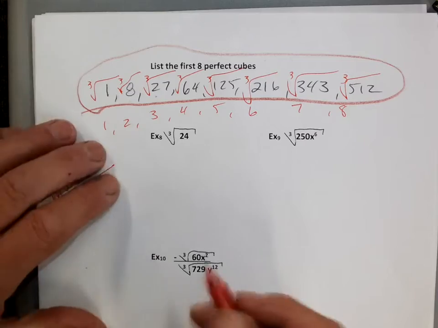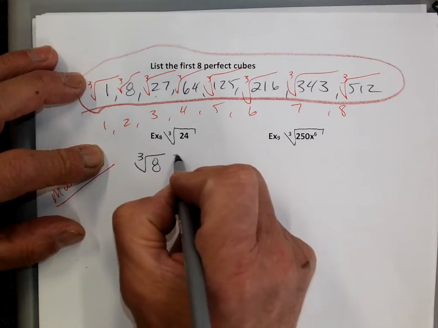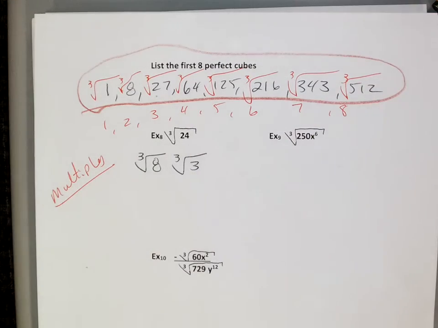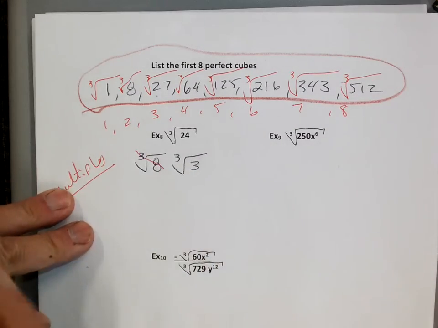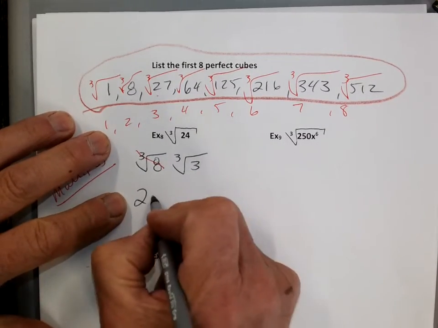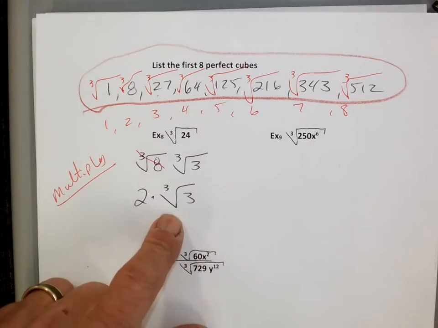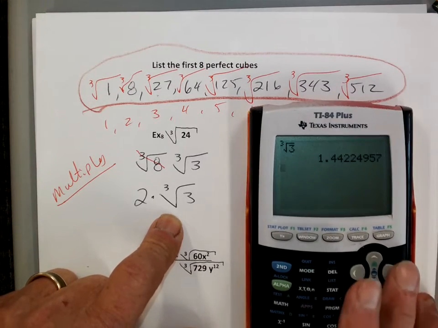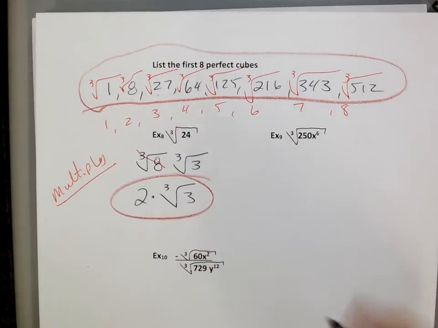So let's rewrite this as the cube root of 8 times the cube root of 3, since 8 times 3 is 24. Now, the cube root of 8, we know, is 2. So this is 2 times the cube root of 3. The cube root of 3 is an irrational number, just a bad irrational number. So we're going to leave it as the cube root of 3. Otherwise, it's just this ugly decimal.